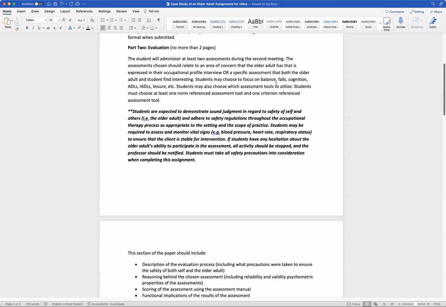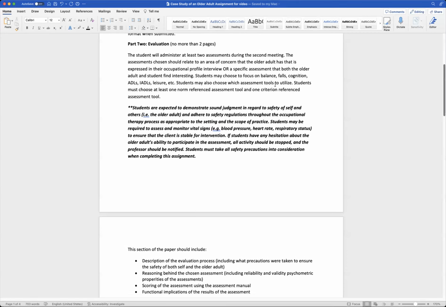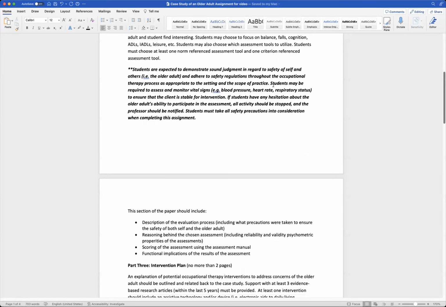You must choose at least 1 norm-referenced assessment tool and 1 criterion-referenced assessment tool. These assessment tools will be gone over with you during the lecture about geriatric assessment. This next part is very important, and that's why it's bolded. You are expected to demonstrate sound judgment in regard to safety of self and others, i.e. the person that you're working with, the older adult, and adhere to safety regulations throughout the occupational therapy process as appropriate to the setting and the scope of practice.